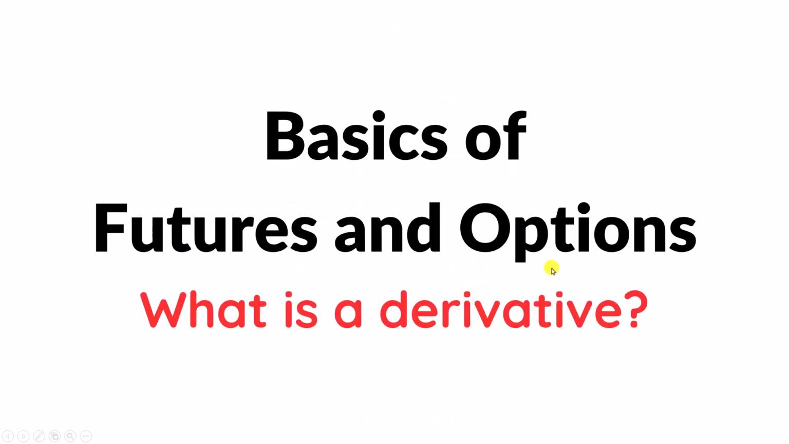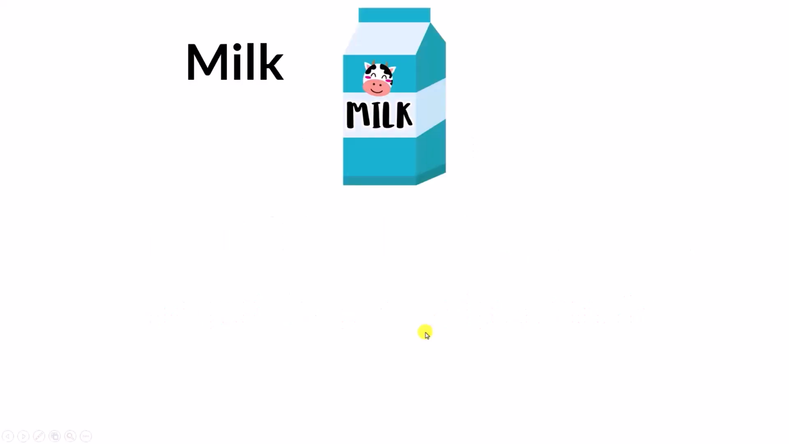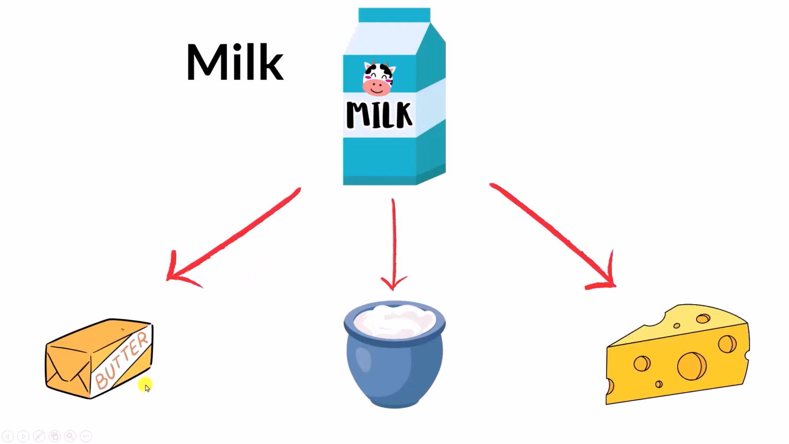If you're done, we will start with our first lesson, wherein we will answer the question, what is a derivative? Now, to explain the concept of a derivative, I'm going to take a few examples. First, milk. From milk, we make butter, curd or yogurt, and also cheese. So from milk, we get all these.